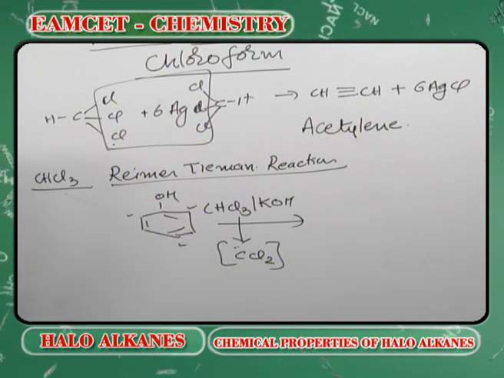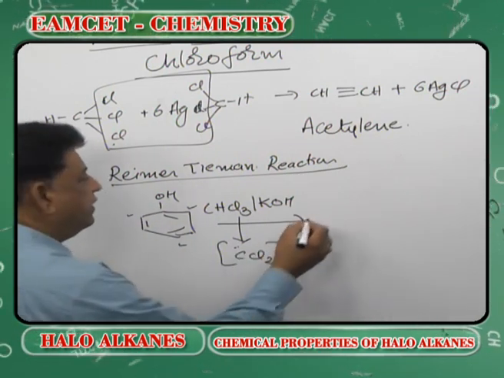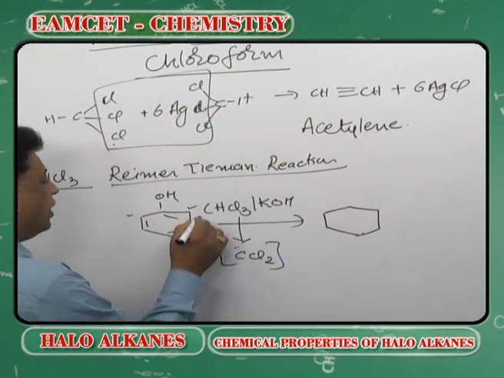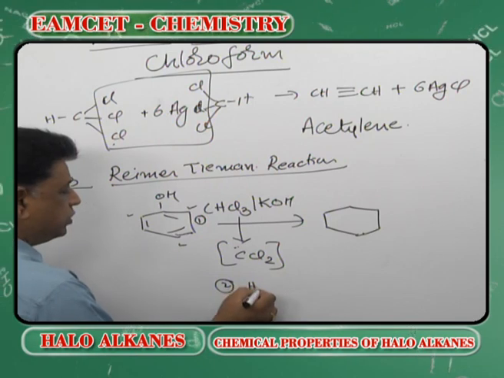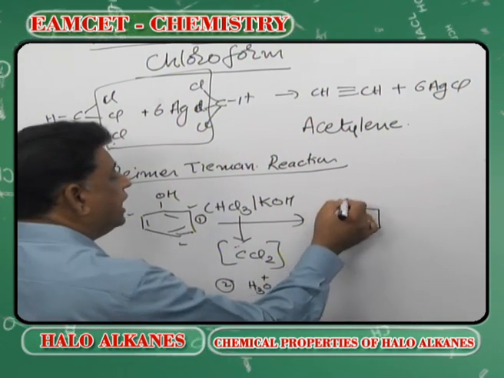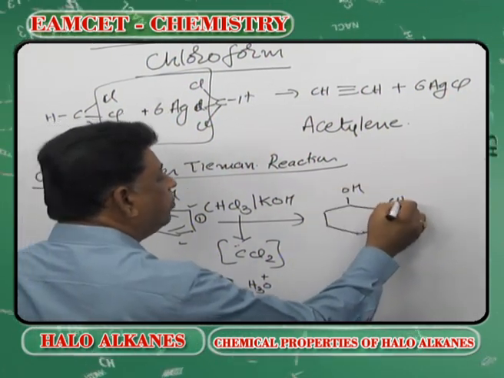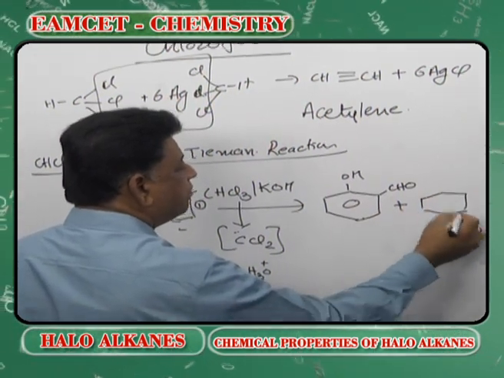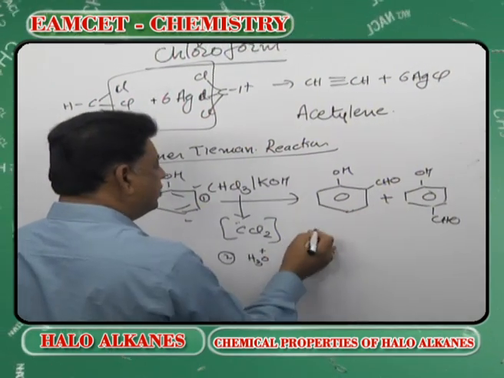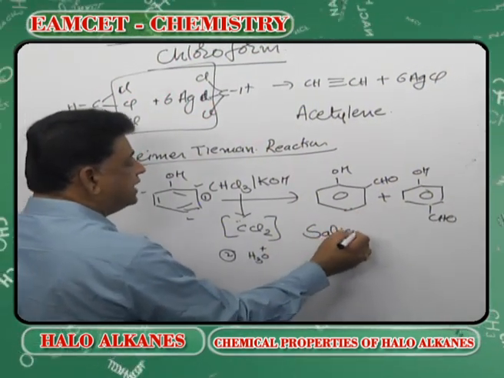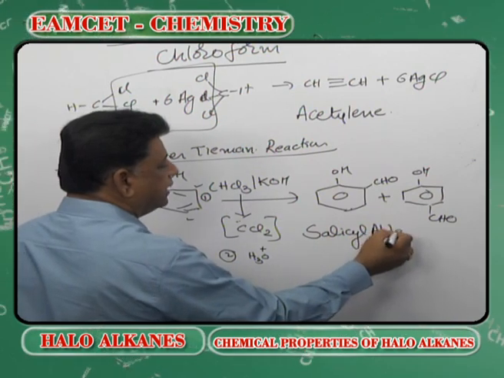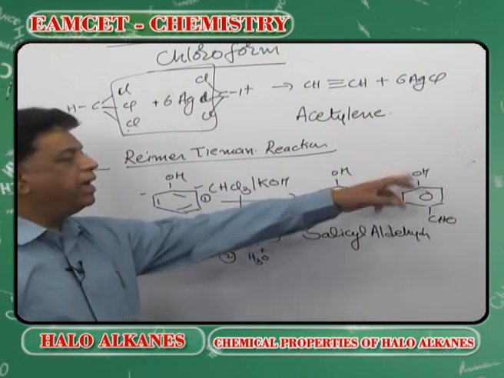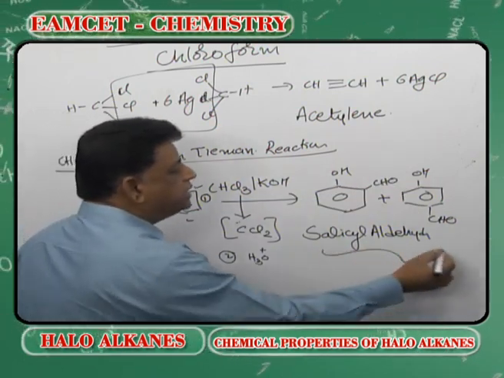Phenol is a plus M group, therefore the CCl2 attacks at the ortho position, followed by hydrolysis. H3O plus should be there, otherwise a salt will be formed. So a phenol with the aldehyde group is formed, plus another molecule, with a CHO at the para position also formed. The first compound has a common name called salicyl aldehyde, otherwise you can call it ortho-hydroxybenzaldehyde. The other is para-hydroxybenzaldehyde. A mixture is formed.